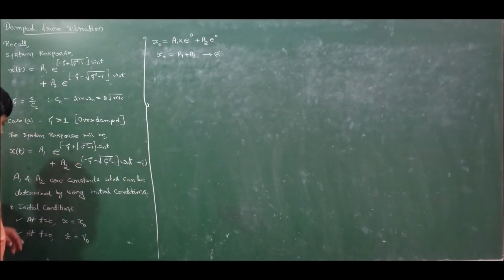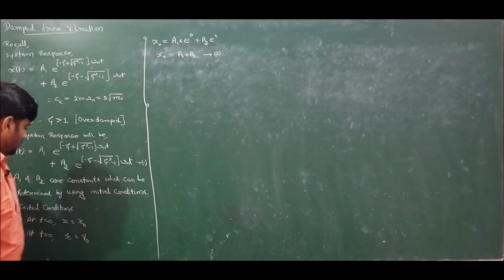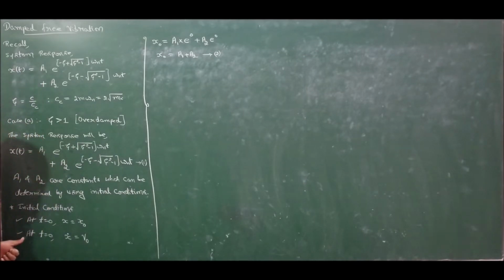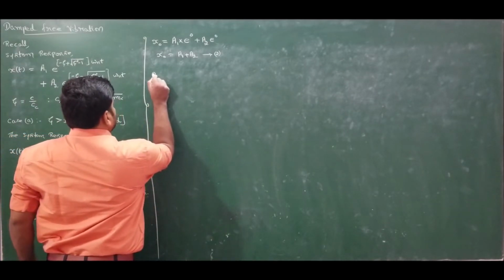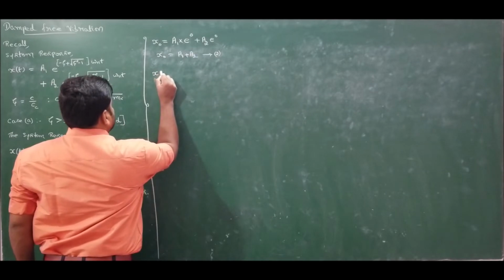So what I did is substitute the initial condition into the system response and solve. I got one equation. Now use the second initial condition in the system response. To use it, I want the derivative of this system response with respect to time, because in the second condition I know velocity. Here I have displacement, so I need velocity. To get velocity, I should differentiate displacement with respect to time.